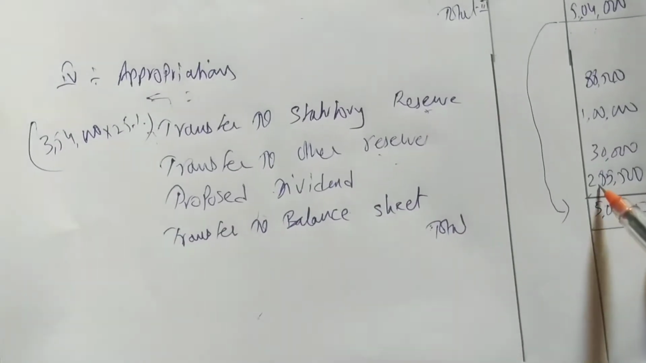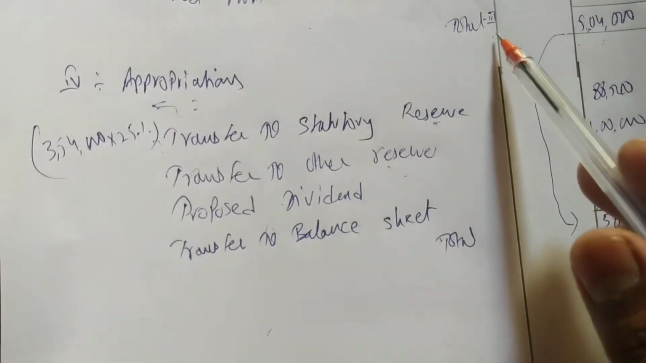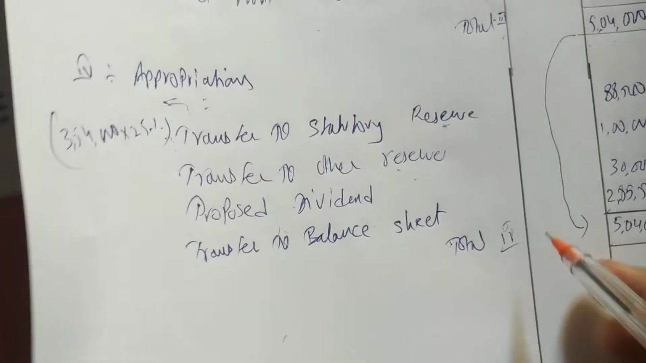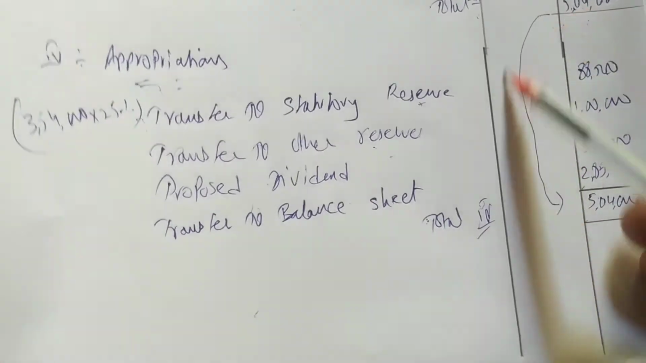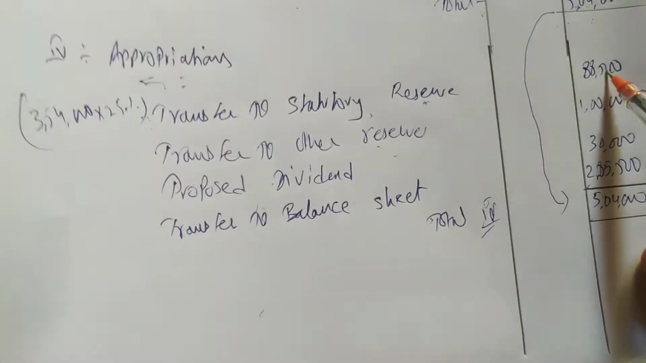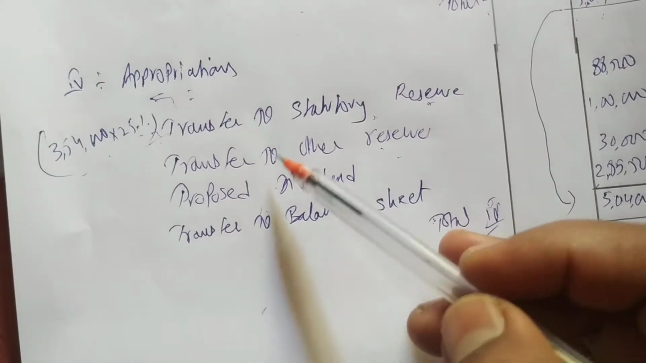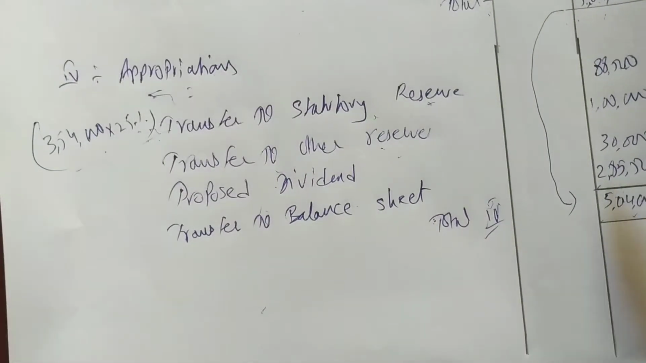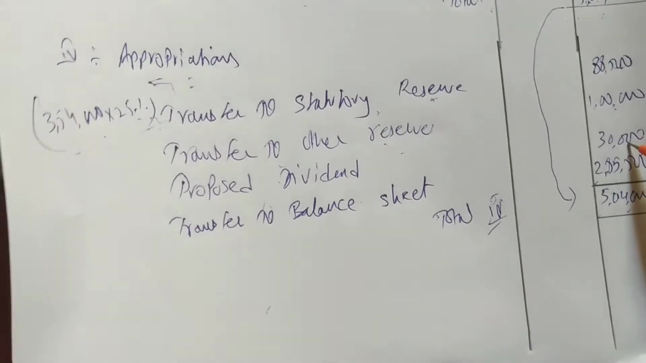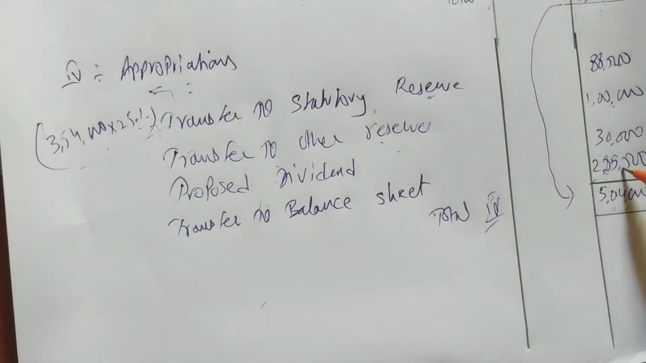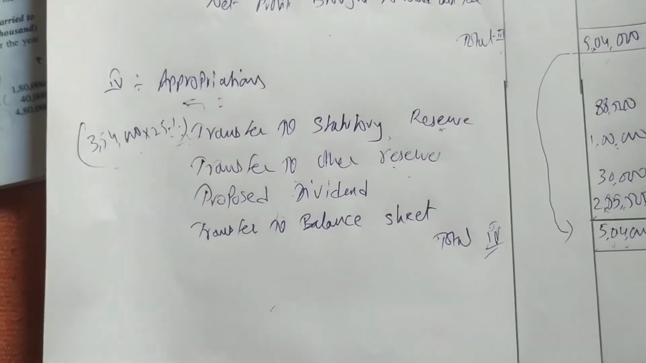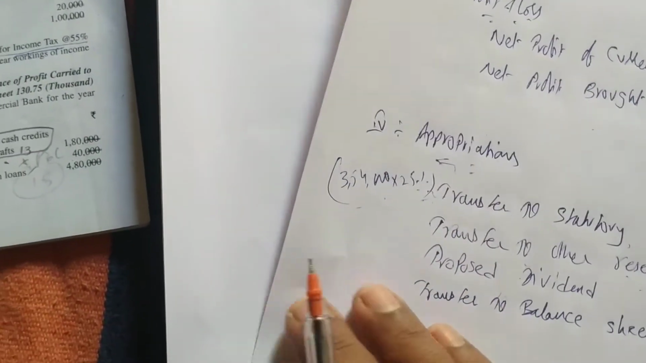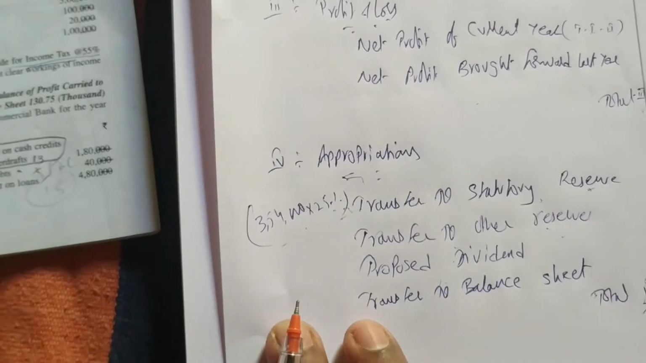Easy. How did we get this? From 5,04,000. The same total you have to write here again: Roman number 3 total under Roman number 4. So we have written 5,04,000 here, and statutory reserve we have written 88,500, calculated as 3,54,000 into 25%. Other reserve we have written as well. So from 5,04,000 deduct 88,500 and 1,30,000, and you get 2,85,500. This you have to transfer to balance sheet. So like this we have to solve. Easy. After this we'll do one more problem, and after that we'll go for the big problems.